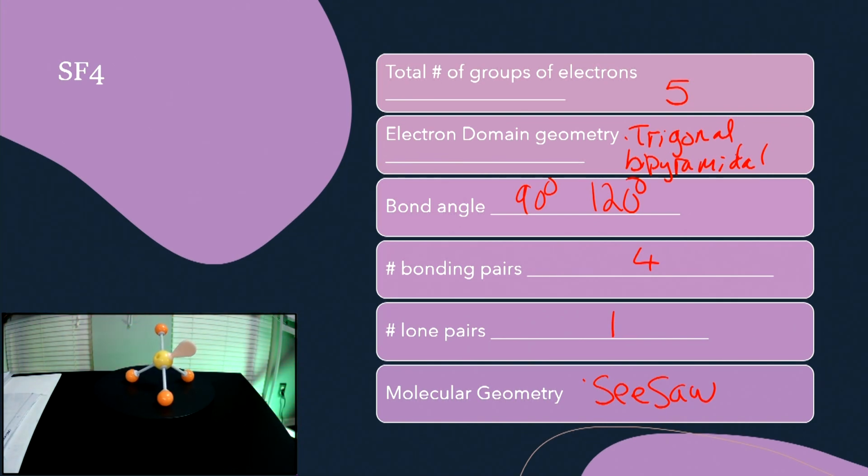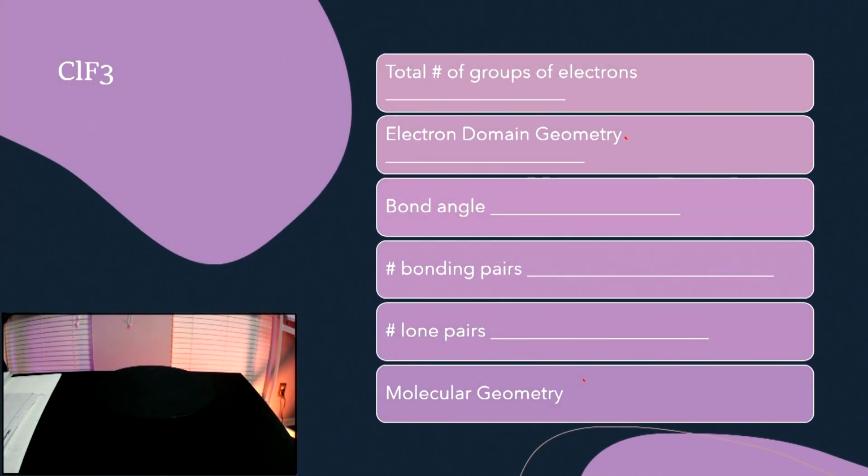Okay, so next one we're going to look at is ClF3. So with ClF3, a lone pair in there. Taking a moment, you can see that there are 3 bonded and 2 unbonded pairs of electrons, so a total of 5. The electron domain geometry is trigonal bipyramidal.